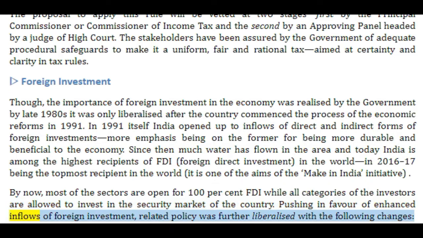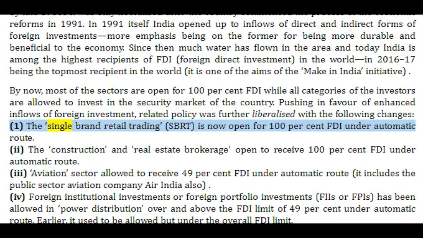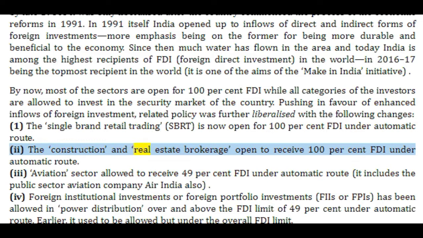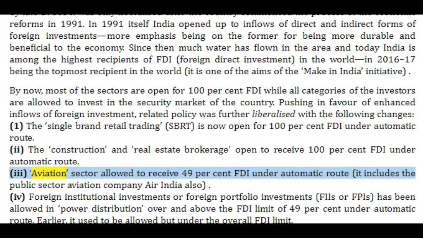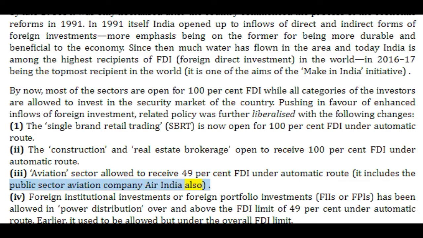Pushing in favor of enhanced inflows of foreign investment, related policy was further liberalized with the following changes. 1. The single brand retail trading, SBRT, is now open for 100% FDI under automatic route. 2. The construction and real estate brokerage open to receive 100% FDI under automatic route. 3. Aviation sector allowed to receive 49% FDI under automatic route. It includes the public sector aviation company Air India also.